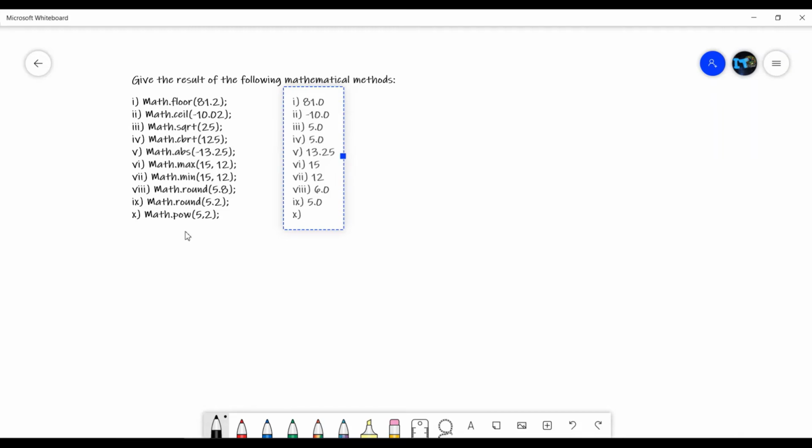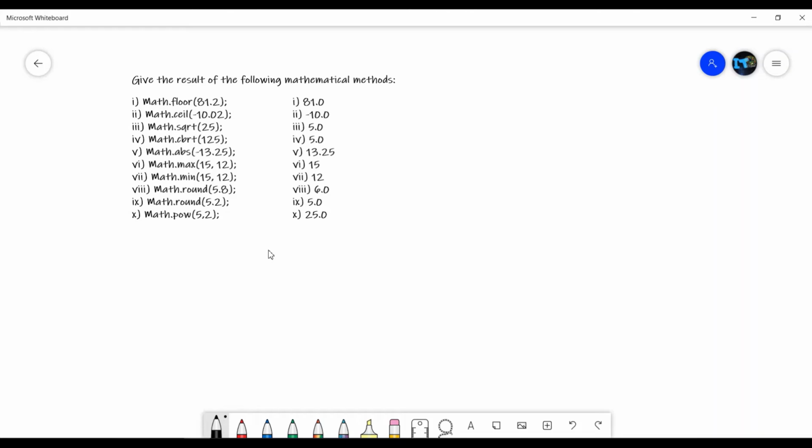It is Math.pow(5, 2). This means 5 squared. So what will it return? That is 25. Your pow method return type is double, so it returns 25.0. So these are all the results of your math functions or mathematical methods. This kind of question may be available in your semester exam, so you have to calculate the value.